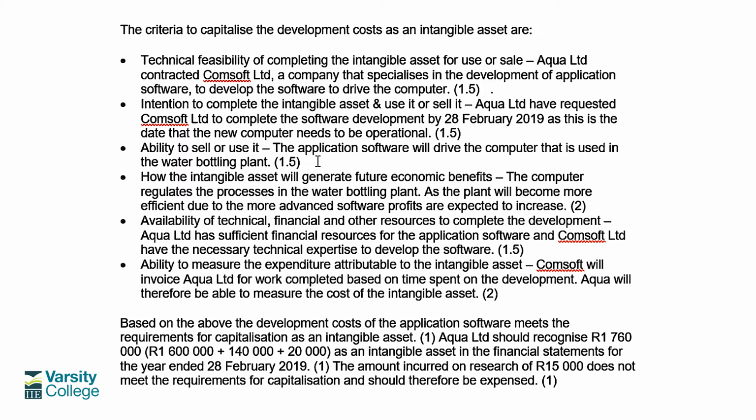So the 6 points are listed there, the recognition criteria for development costs as an IA. You list the 6 points and then you apply it in the context of the question. So this part of the answer is probably going to be earning you a minimum of about 6 marks, but probably a maximum of 8 or 9 marks. So this is what you need to really focus on. Okay, so the 6 points.